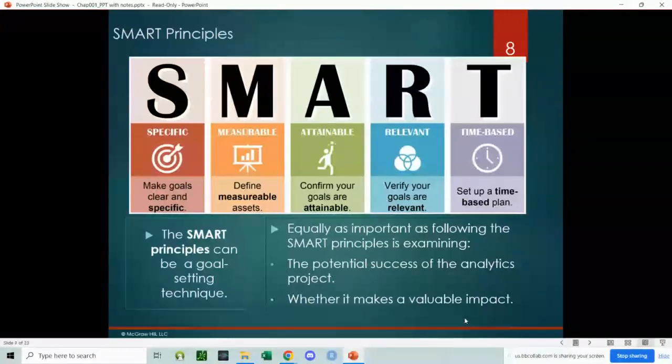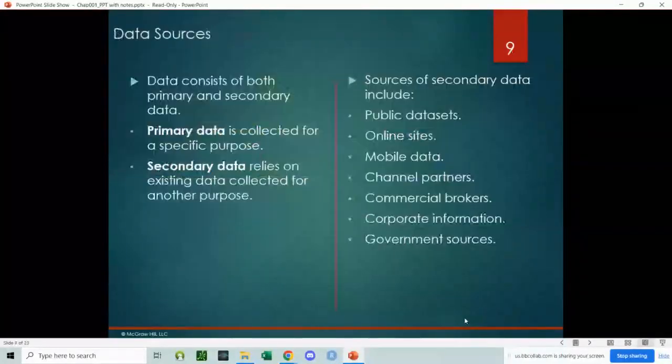The SMART method is a good goal setting method that is useful when defining goals to be solved using analytics. Making goals specific, measurable, attainable, relevant, and time-based is what allows analytics to be successful. Failing to define a goal properly makes results difficult to obtain and implement. I think there's a homework question associated with the letters and what they stand for, so pay attention to this slide.